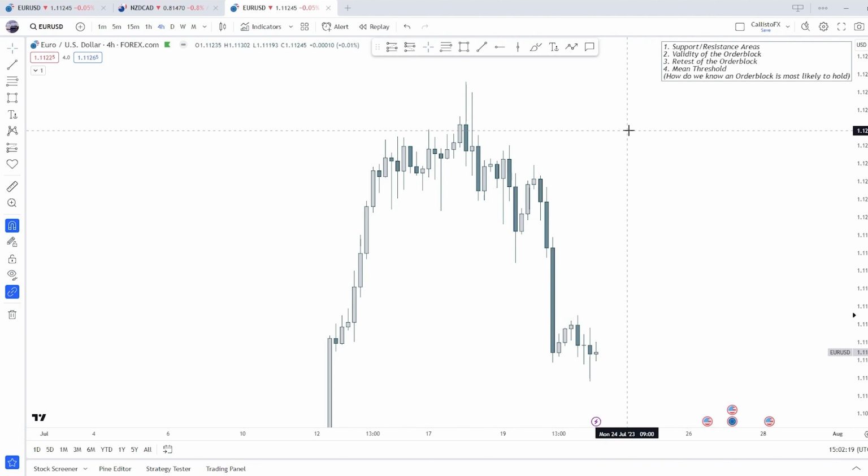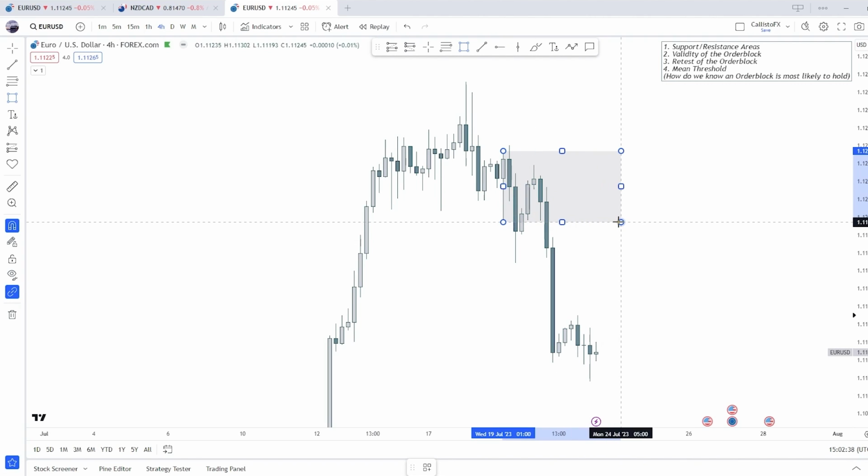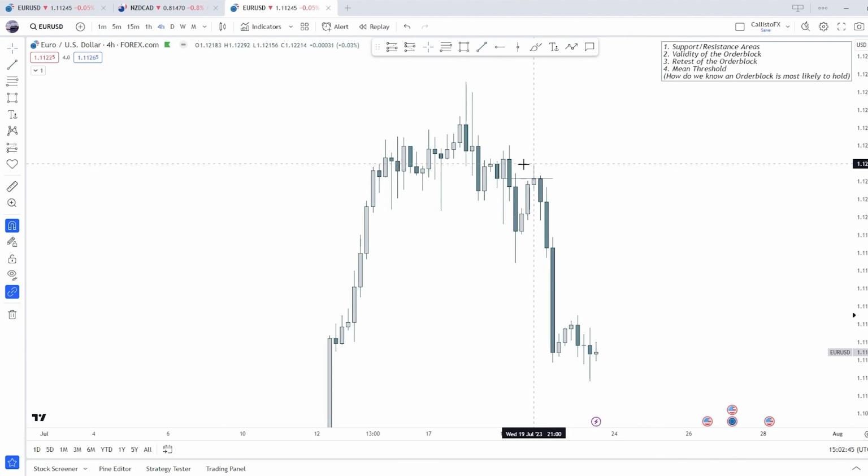Next, validity. We need the low of this bearish order block to be traded through by a later formed candle. Right here, we have the low of this bearish order block, and it has been traded through by this candle. So we will now be focusing on this order block over here. I will now mark out this order block and extend it towards the right, and we can see that we can use this order block itself to trade.